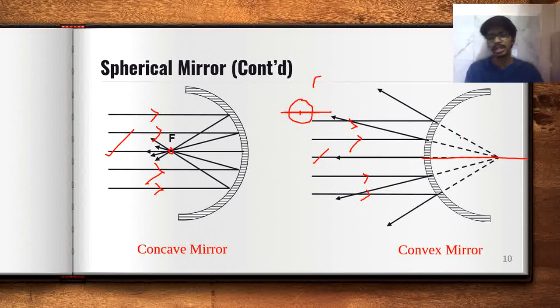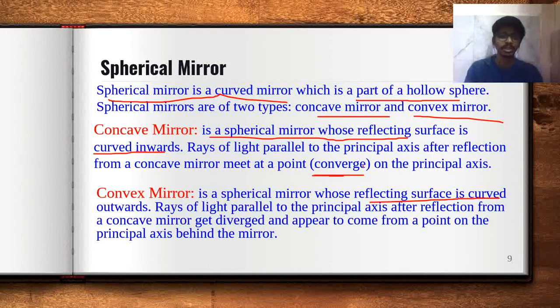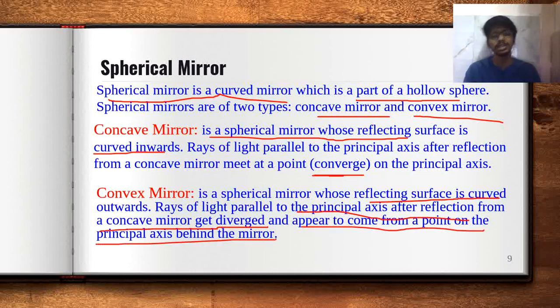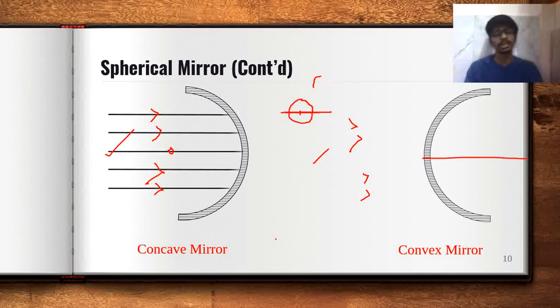All the reflected rays appear to come from this point. Rays of light parallel to the principal axis, after reflection from a convex mirror, get diverged and appear to come from a point on the principal axis behind the mirror. So this is what concave and convex mirrors are.